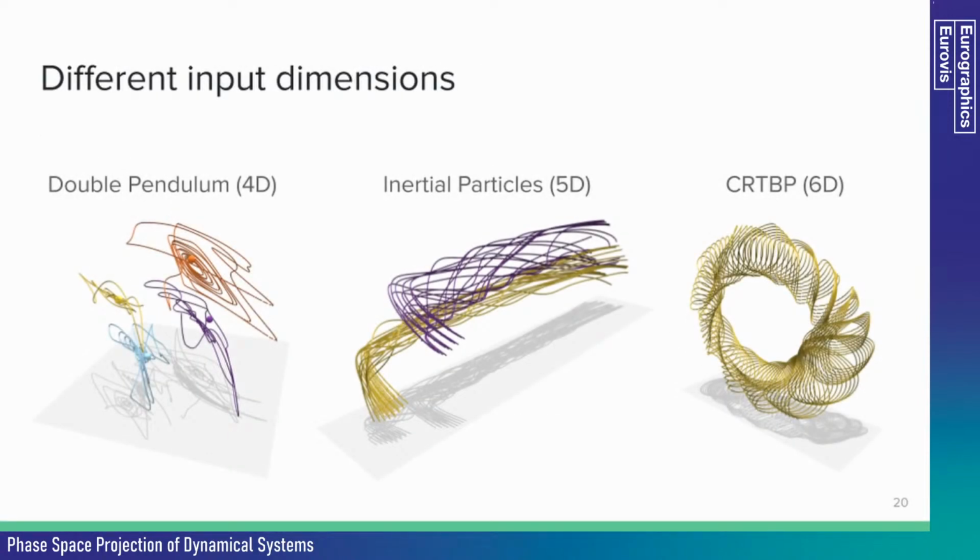The results that we have shown so far have been derived from 4-dimensional curves. The first higher dimensional scenario shown here is given by the inertial particles in a time-dependent flow, where the input curves are specified in a 5-dimensional space. The 6-dimensional example is obtained by projecting a curve from the CRT-BP system, but configured in a way that allows for motion in the z-axis, effectively increasing the subspaces of position and velocity to 3 dimensions each.